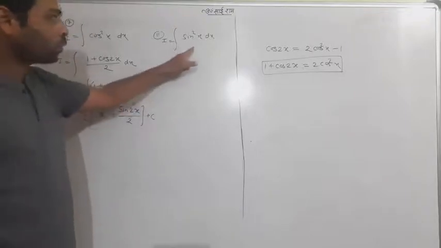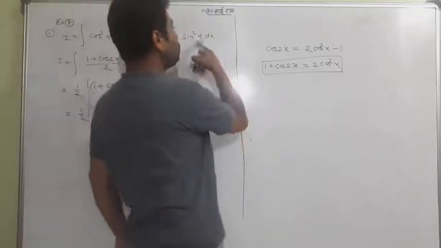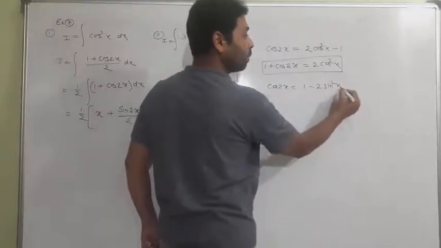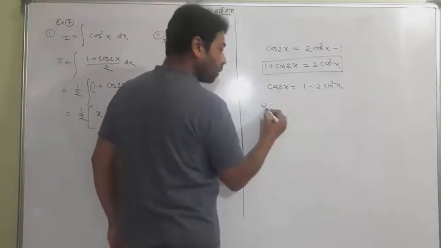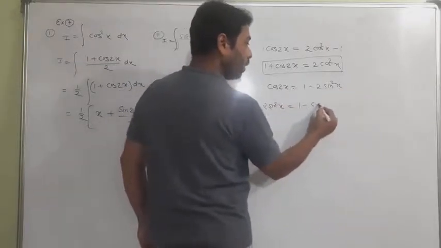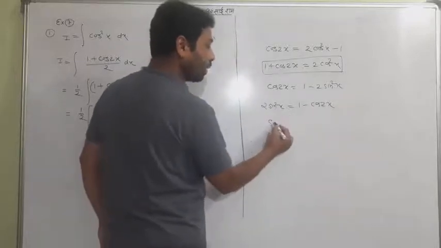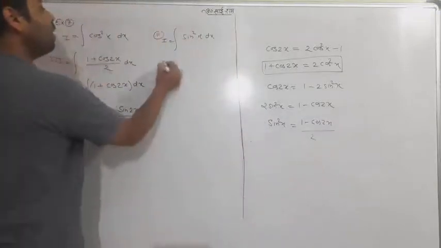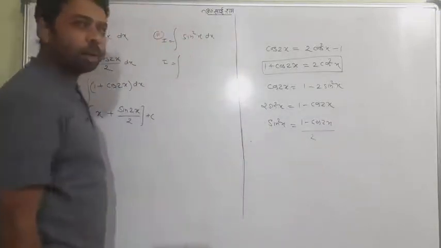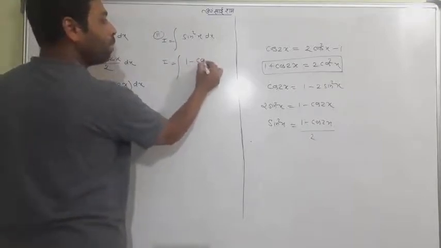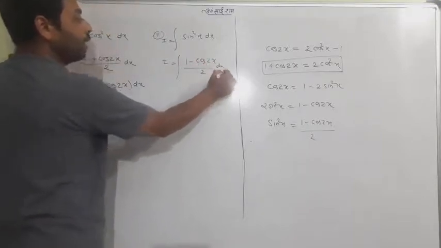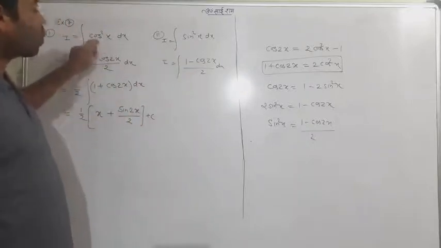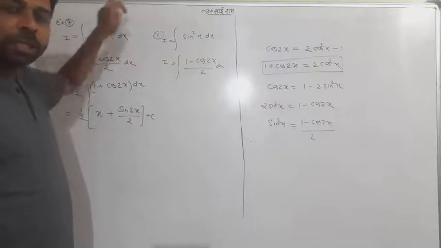I don't want to solve this question because it's very similar. Whenever sin square x comes, cos 2x has one more formula, 1 minus 2 sin square x. When I transfer 2 sin square x, it is 1 minus cos 2x, so sin square x will be 1 minus cos 2x by 2. Whenever the integration of sin square x comes, you have to change it into the multiple angle formula, 1 minus cos 2x by 2, and solve it completely as we did this one. Okay, so remember the integration of cos square x and of sin square x.